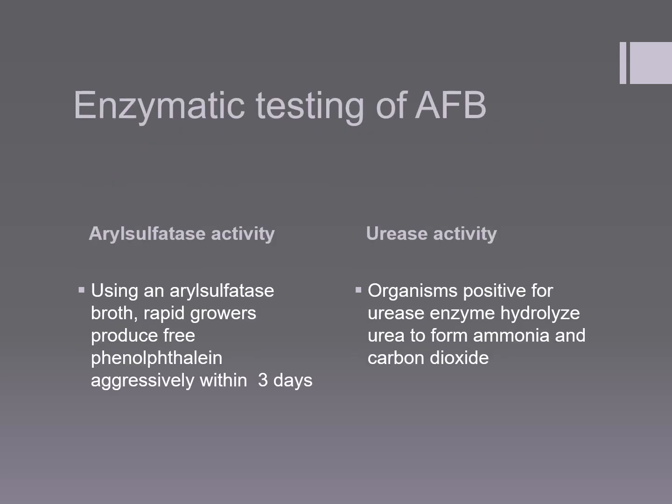So in the arylsulfatase activity test, the enzyme breaks down phenolphthalein sulfate. We can use the arylsulfatase test to identify rapid-growing organisms like Mycobacterium fortuitum. With urease activity, we can use the urea tablets to speciate our organisms, especially those that are Mycobacterium avium complex.